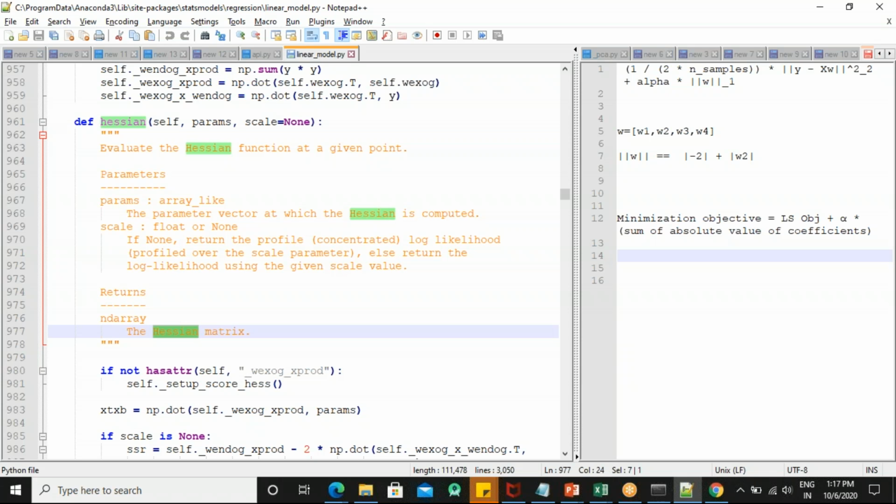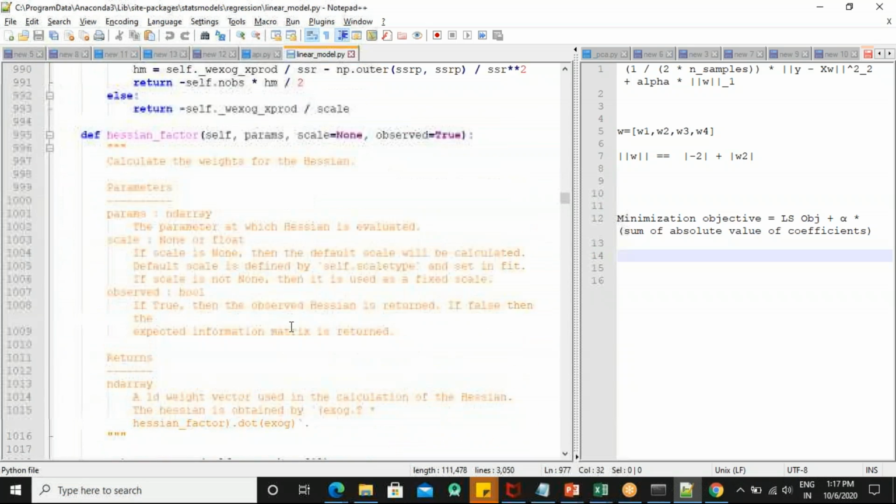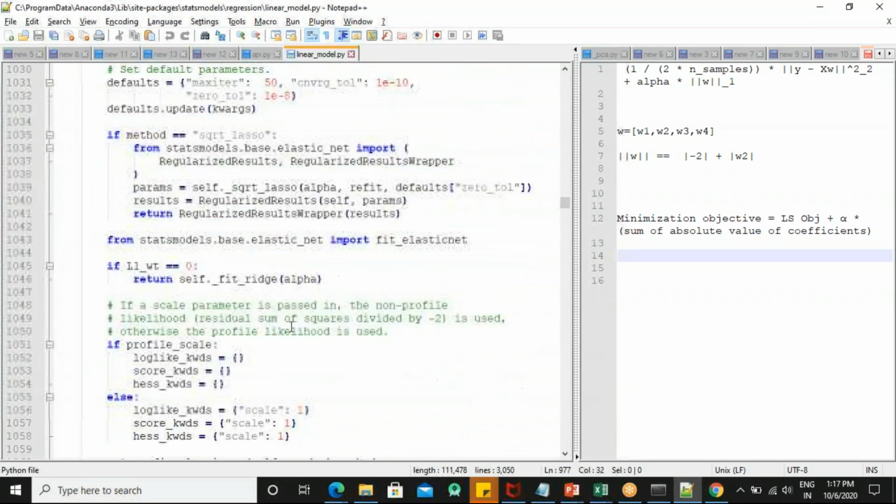Those who come from the mathematical background, they must know what is Hessian matrix. Hessian matrix is something important when it comes to logistic regression. There is something known as Hessian matrix. It's for mathematical people.